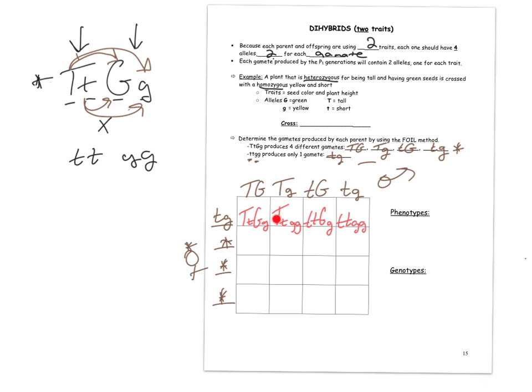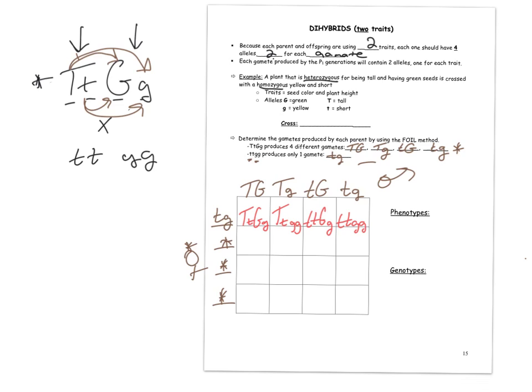This one would certainly be a tall plant because it has the big T and the little t it got from mom. But it would be yellow. So this is tall and green. This is tall and yellow. This one is short and green, and this one's short and yellow, because you see there's no big G here, and there's no big T here, so this is short and this is yellow.